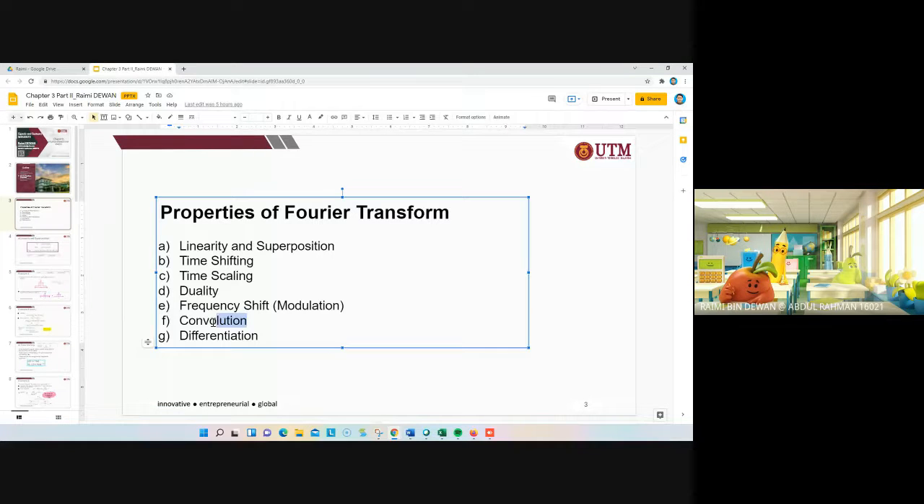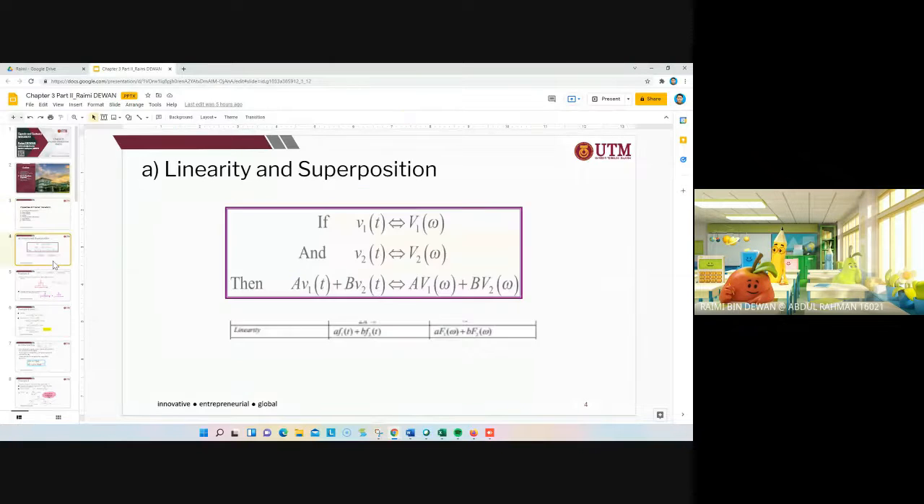And then some brief coverage of convolution, but in the frequency domain. The assignment is on chapter 1 part 3, which is in the time domain, so this convolution is different; this one is in the frequency domain. And then differentiation. Okay, so let's go to linearity and superposition.